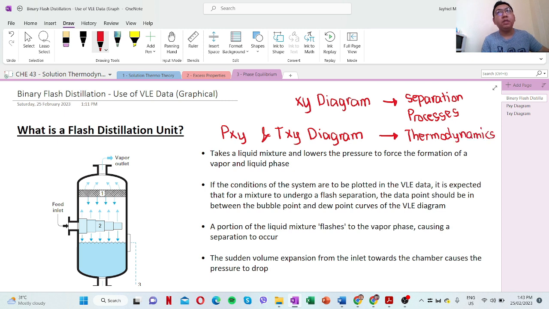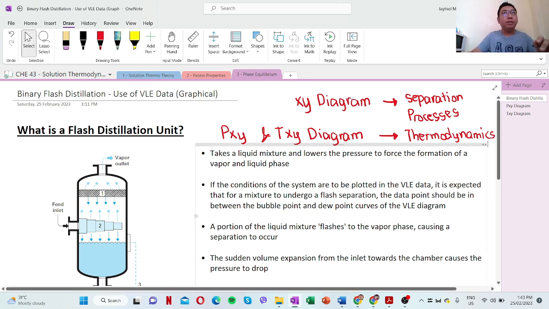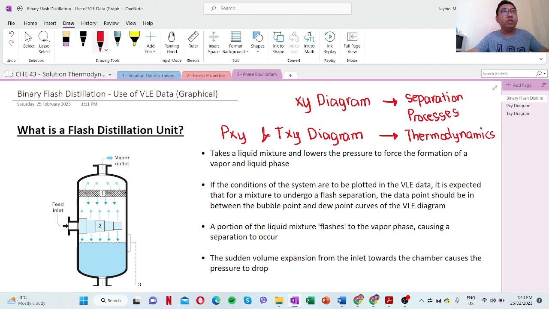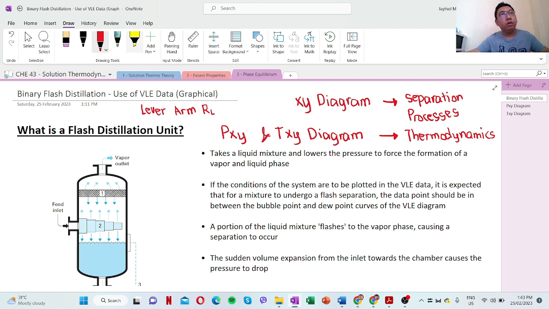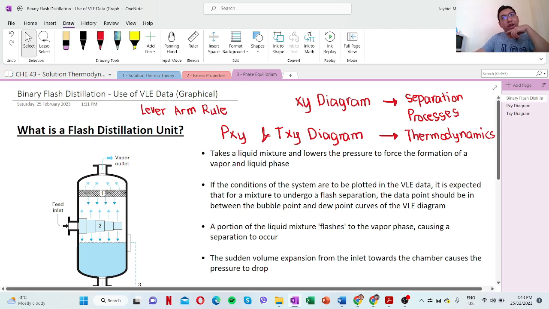Okay, so now I will present to you one example problem. Basically, the goal here is to demonstrate the graphical approach to binary flash distillation word problems, particularly the application of the inverse lever arm rule, or lever arm rule. This is a very common way to solve these types of word problems, and it will be demonstrated here with the use of PXY and TXY diagrams.